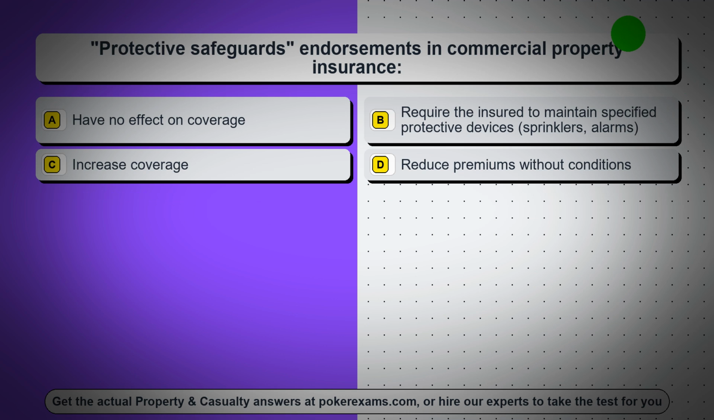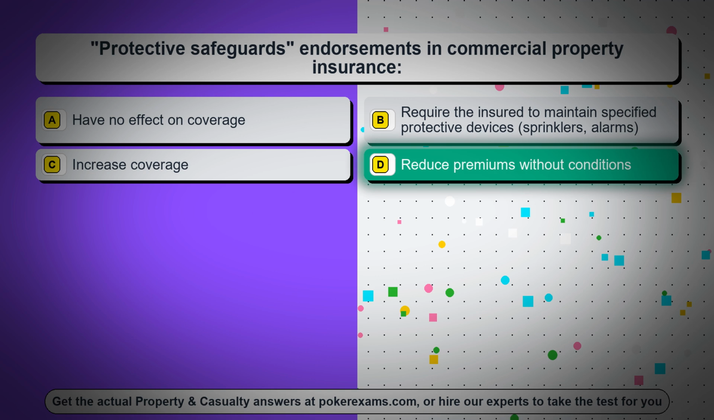Question 9. Protective safeguards endorsements in commercial property insurance. Option A. Have no effect on coverage. Option B. Require the insured to maintain specified protective devices, sprinklers, alarms. Option C. Increase coverage. Option D. Reduce premiums without conditions. The correct answer is option D.